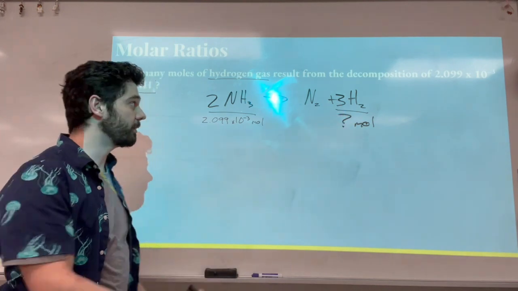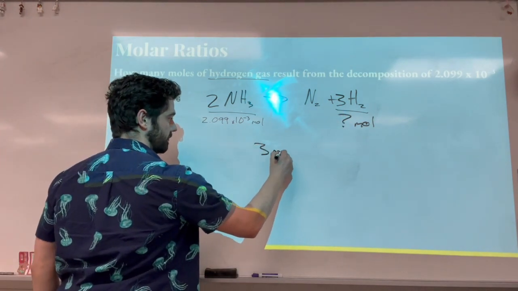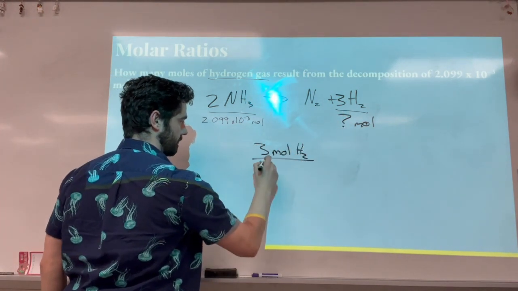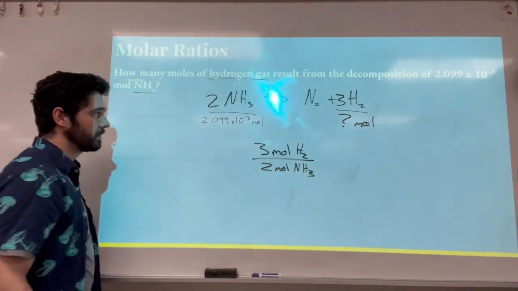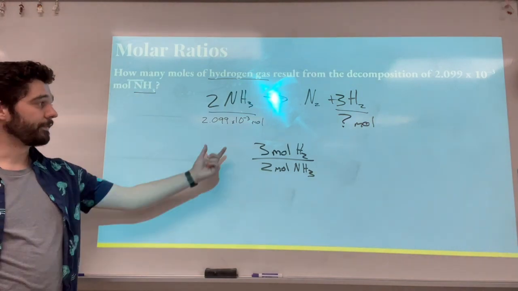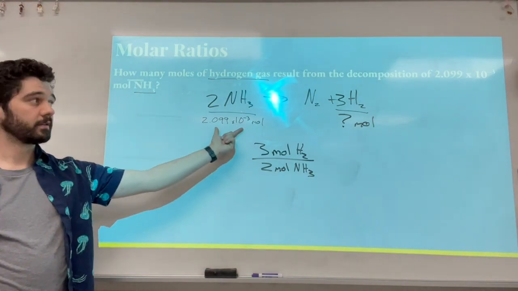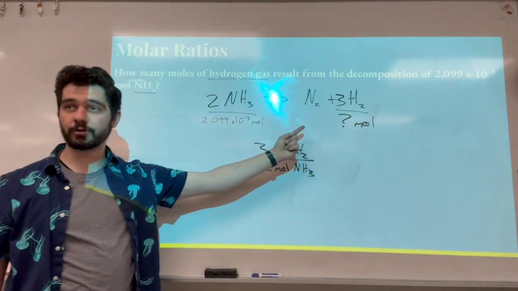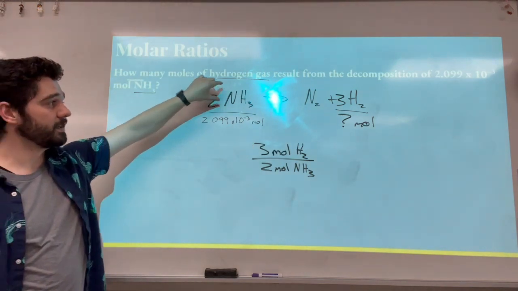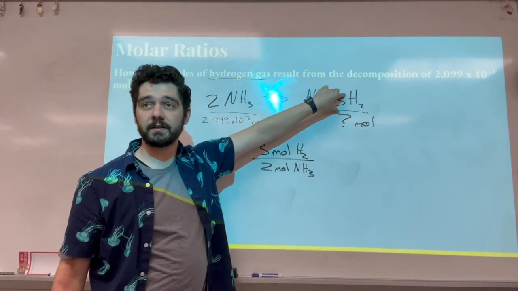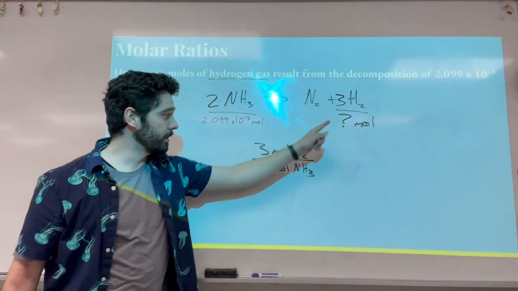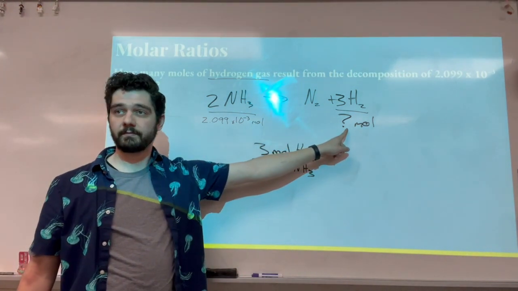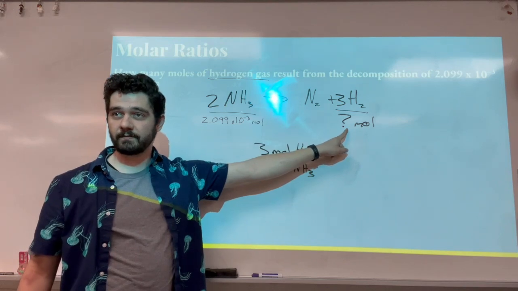We're going to use that ratio to figure out, well, what if I had this much ammonia? It's going to be a proportional amount. For every 2 of these, I get 3 of these. So for every this amount, I get a 3/2 amount of hydrogen. Can we just do that number times 3 halves?